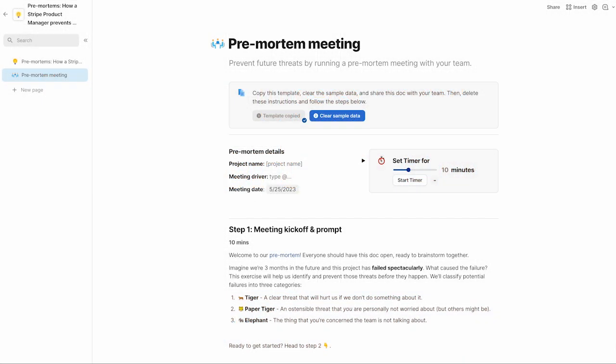Pre-mortems are a type of meeting that I have used quite frequently over the past 5 or 6 years. And I've found them to be super helpful in terms of preventing problems before they occur, and especially important for product launches or big PR pushes or other major changes that you might be making to your product or your policies. The structure of the pre-mortem is that there are 4 parts to it.